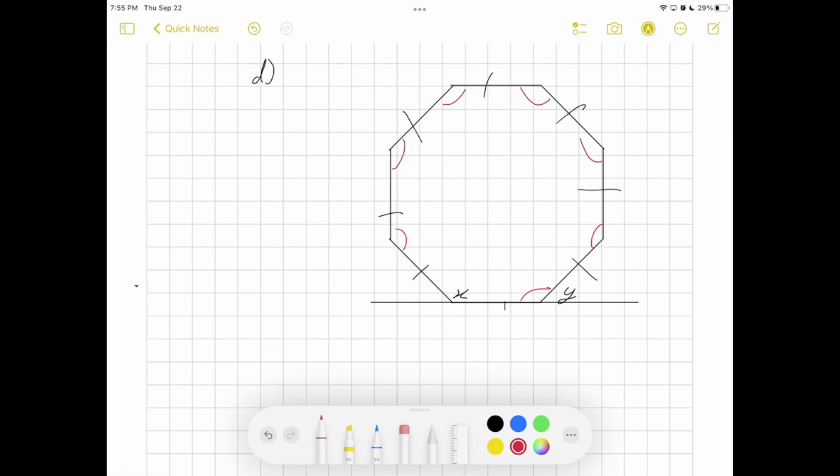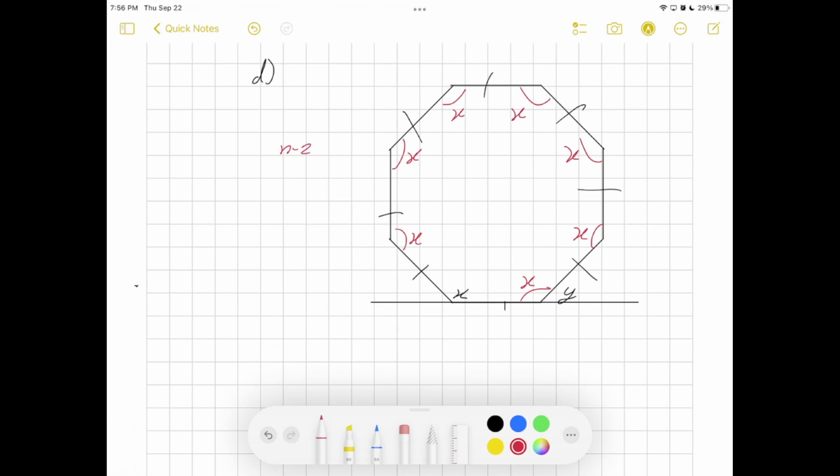Now, here's the thing. If all the angles are equal, then we can also replace this as x, because all the angles are going to be equal to x. So let's replace that with everything. Now, how do we find what x is? First, we have to find the sum of the interior angles in an octagon, and we have the formula for that.